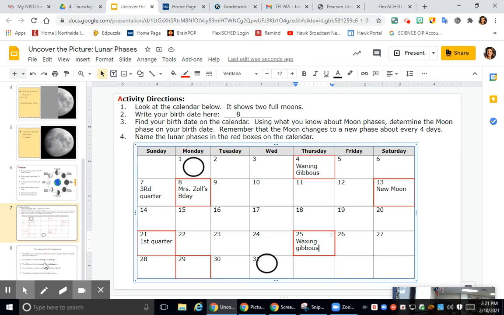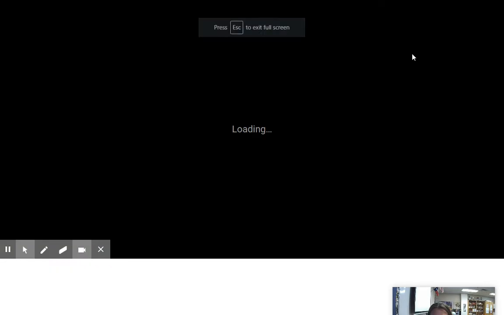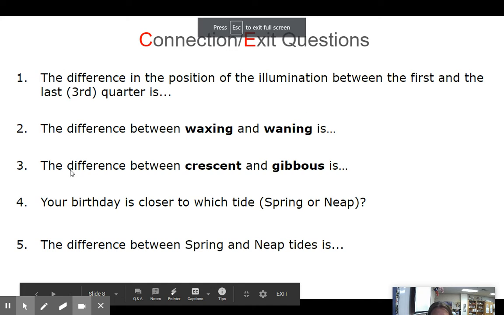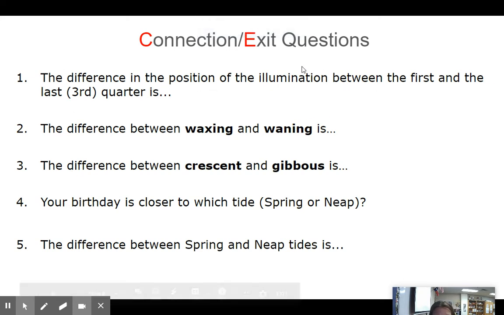Going to our connection questions, we could answer these together. The difference in position of the illumination between the first and third quarter is in your first quarter, you're waxing, so you have illumination on the right-hand side. Yes, they are both half moons, but the light is on the right in a first quarter. In a third quarter, you're losing that light on the right, and it's still half of a moon.